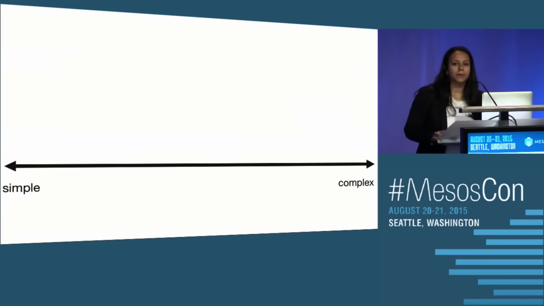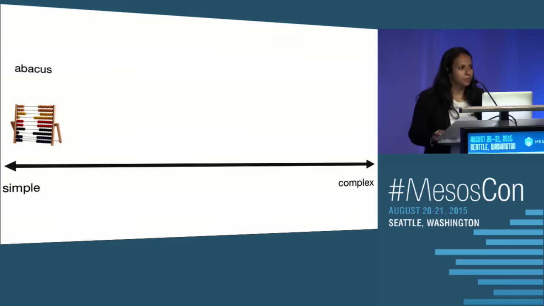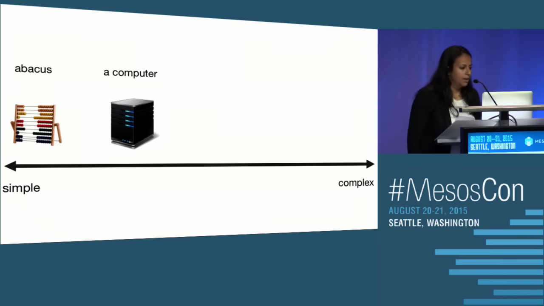So when we think about computing, one of the simplest forms of computing that I know of is the abacus. An abacus is very simple. It can do a lot of things with numbers, but you know, it's got these simple parts. It can be operated by a human. It's fairly straightforward how this thing works. Now, a big leap from an abacus is a computer, okay?